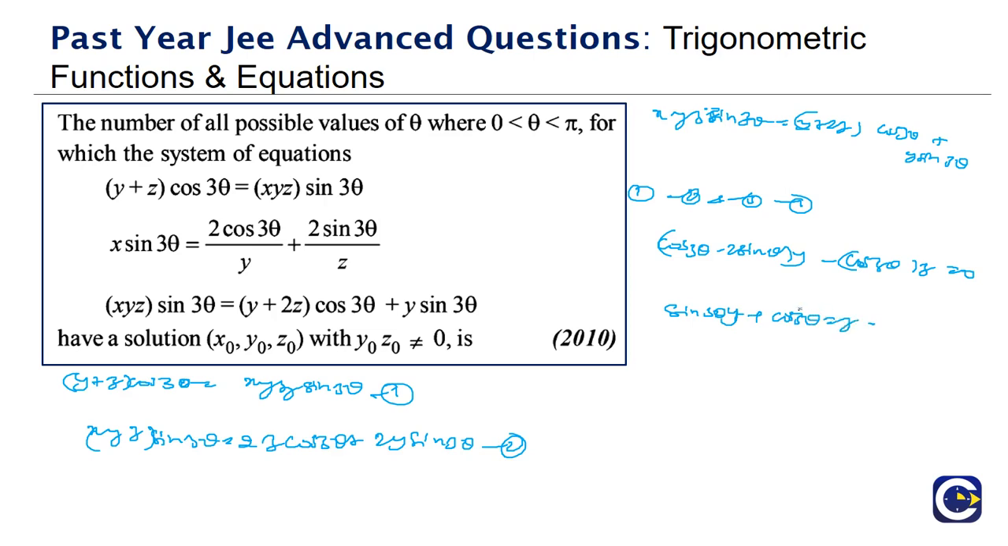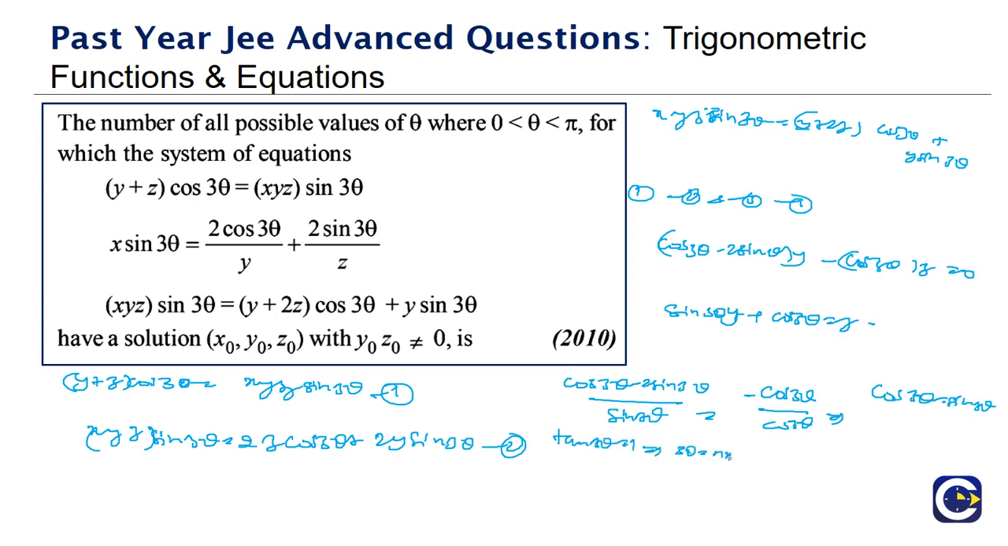So if you observe this, from further simplifying, what you'll get: (cos 3 theta minus 2 sin 3 theta) divided by sin 3 theta is equal to minus cos 3 theta divided by cos 3 theta, which implies cos 3 theta is equal to sin 3 theta, implies tan 3 theta is equal to 1. So further simplifying, 3 theta is equal to n pi plus pi by 4, which will give us theta is equal to (4n plus 1) pi by 12, n belongs to Z.